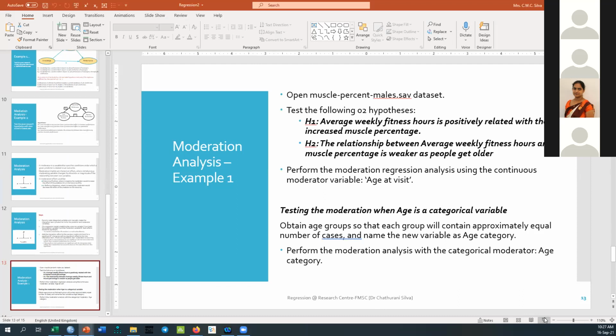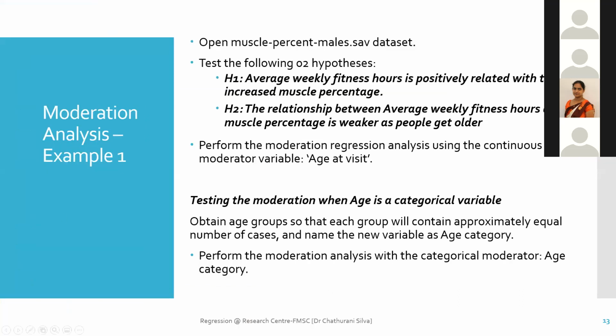Any questions? Dr. Chaturani, yes. If we have two categorical variables, I mean two groups, so no need to calculate dummy variables, no? No. What you have to do is identify the first category as 0, then the second category as 1, right?